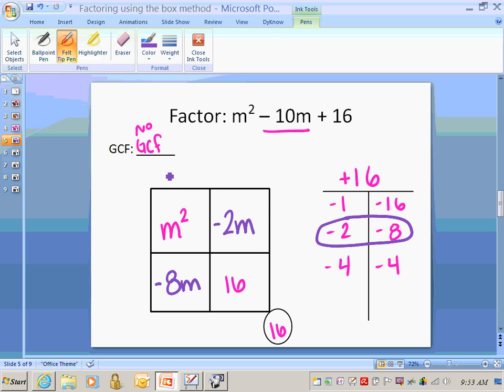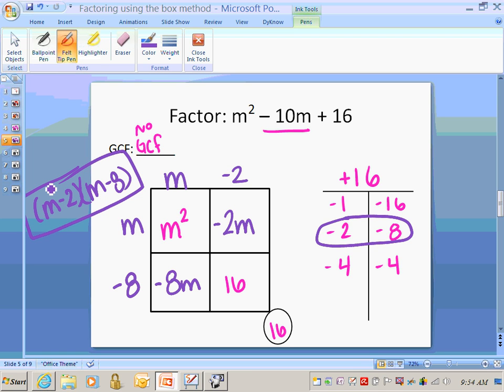So I have, and then m minus 8. Okay, so my factors are m minus 2, m minus 8. That's my answer. So would this be area or volume? Area. I'm only multiplying 2 things. Easy? Next one.